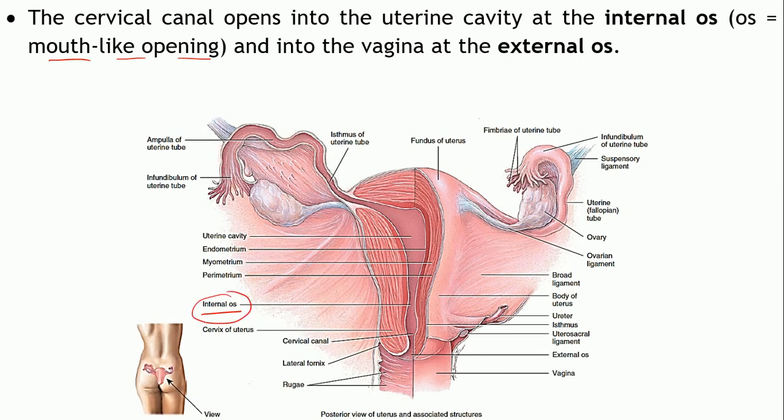And the opening of the cervical canal into the vagina, which is the next part, is known as the external os. Okay, internal os and external os. Internal os is the one present between the cervical canal and the uterine cavity, and external os is the opening between the cervical canal and the vagina.